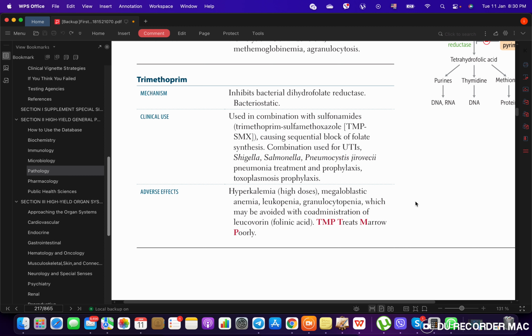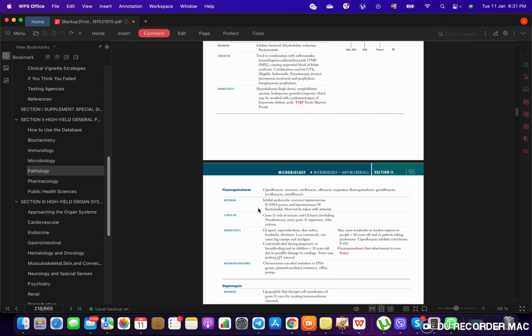Well, basically when you destroy the cells, some of the potassium inside of them will come out. Megaloblastic anemia can be seen because remember, this drug after all is leading to which vitamin deficiency? B9. It can lead to leukopenia, granulocytopenia as well. Basically, all of them, pancytopenia, and the main cause is the decrease in the vitamin B9.